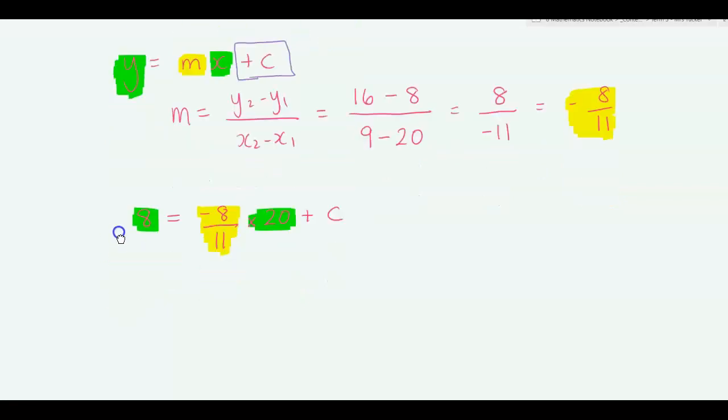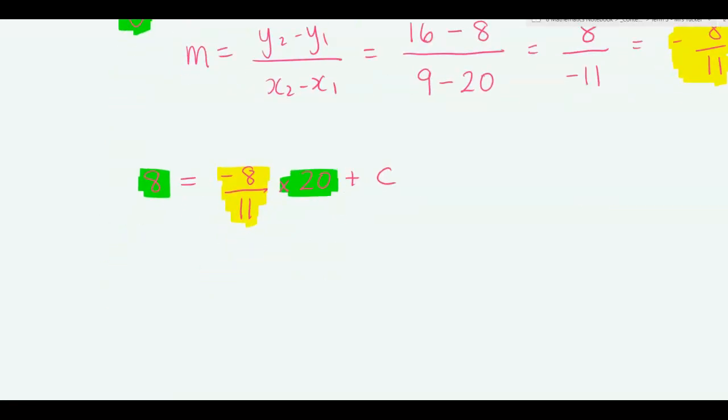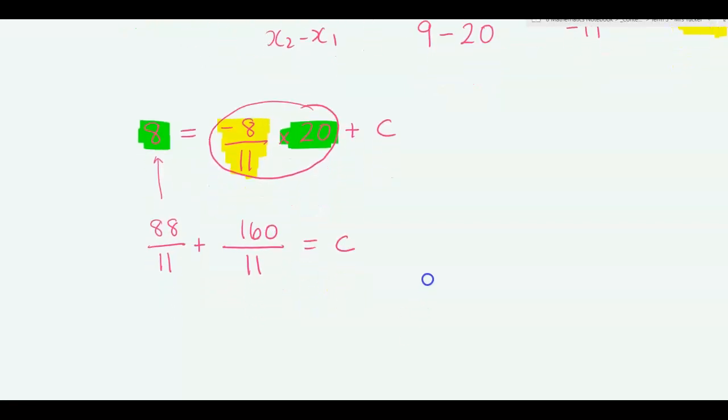Now I need to solve for c. So I would just get a calculator out personally. Let's change these all into fractions. So this is going to become 88 over 11. I'm going to take this all to the left-hand side. How do I take minus 8 11ths times 20 to the left-hand side? Plus it, good. So I'm going to add 8 times 20 over 11. What's 8 times 20? 160. And that is what c is going to equal. So what's 88 plus 160?